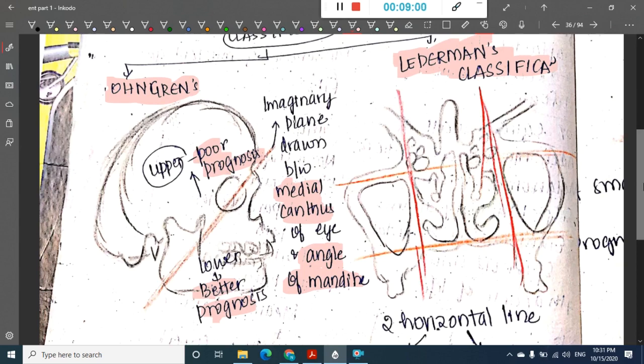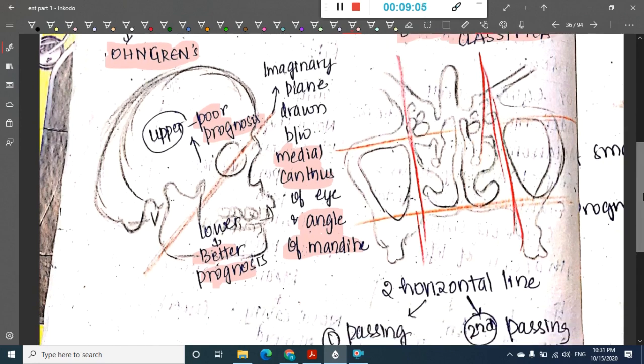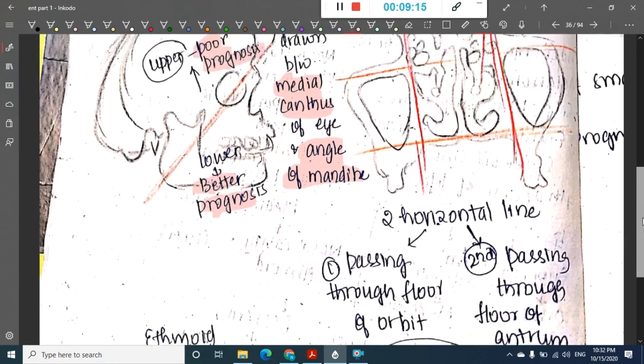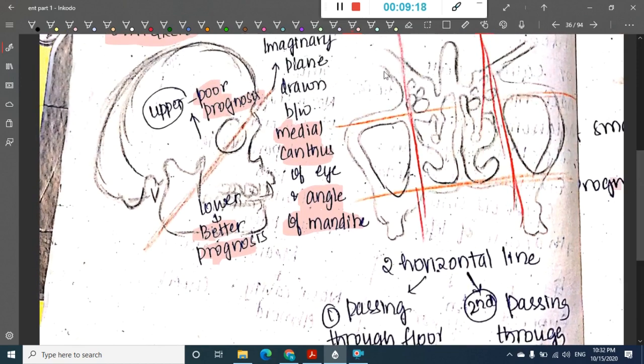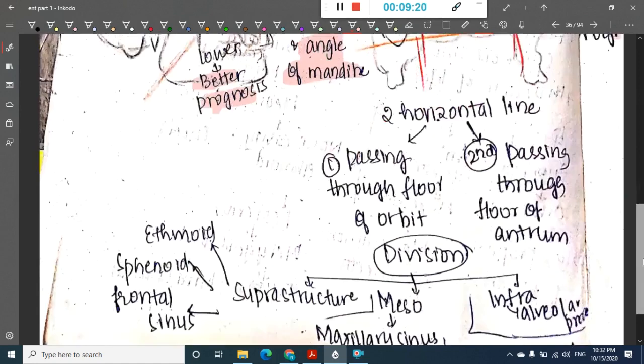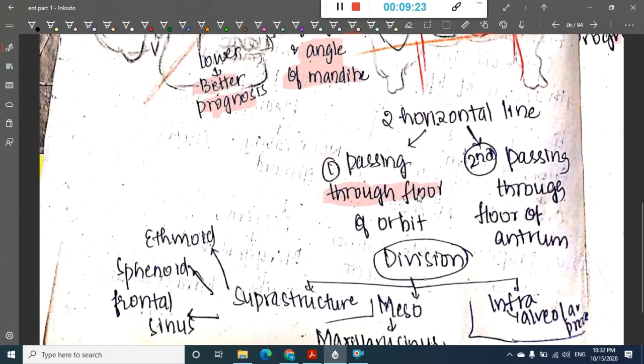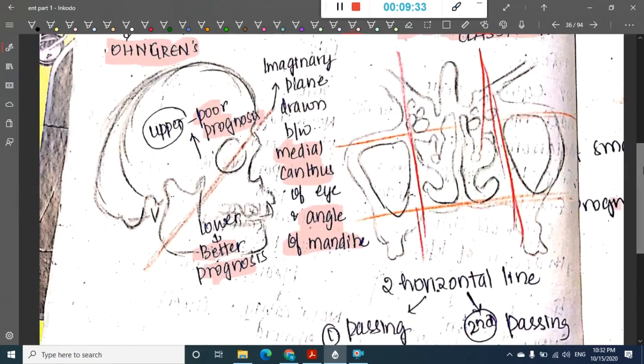Then we have one more classification which is called Lederman's classification. In this Lederman's classification, we draw two horizontal lines and two vertical lines. Two horizontal lines: one passing the superior border of the maxillary sinus, the other passing the inferior border of the maxillary sinus, or you can say one passing the floor of the orbit. The first line is passing through the floor of the orbit. Remember this one instead of superior and inferior border of the maxillary sinus, because this is the one given in textbooks.